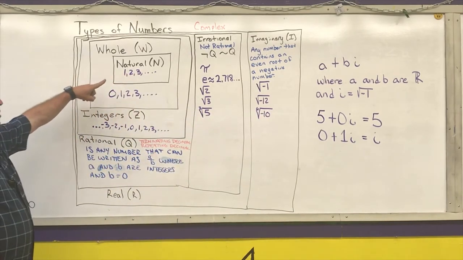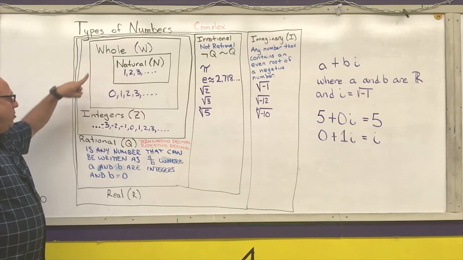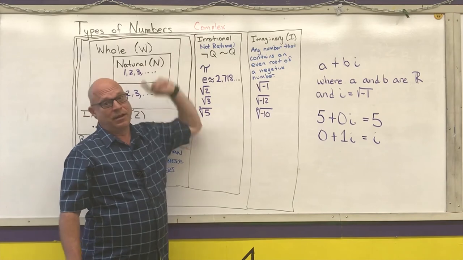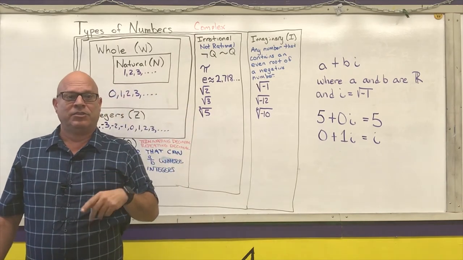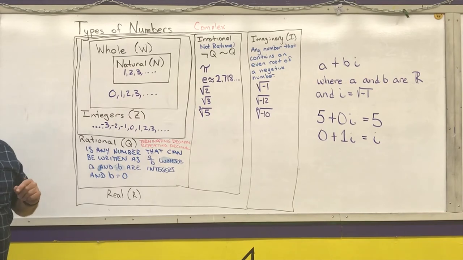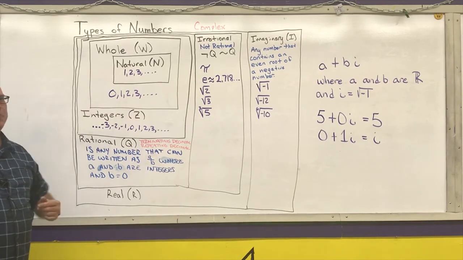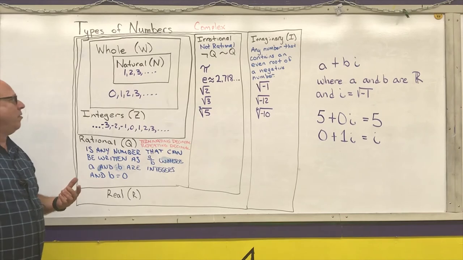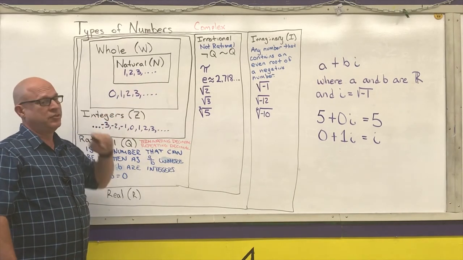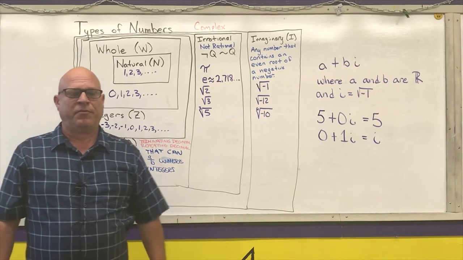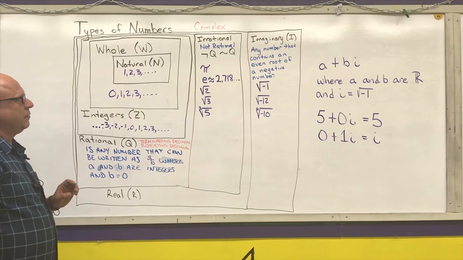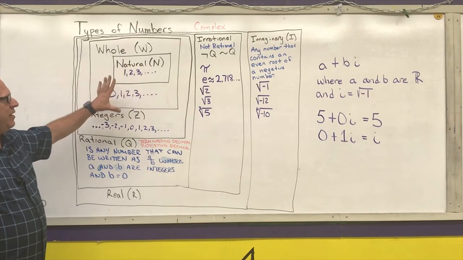For example, the number 1 is natural, whole, and integer. It's rational, real, and complex. So you need to be able to check every box it would belong to. Or if I ask you what is the most specific one for it, if I tell you the number 3, the most specific one for 3 would be a natural number. The most specific for 5/4 would be a rational number. Okay? So you need to be able to classify numbers.